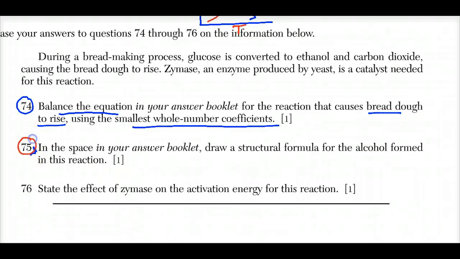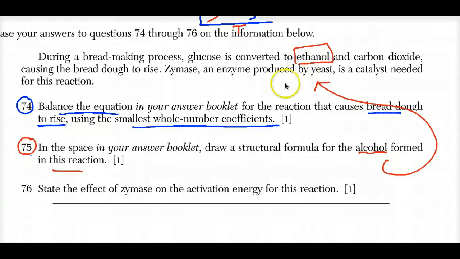Number 75, in the space in your answer booklet, draw a structural formula for the alcohol formed in this reaction. Let's go there. Hold on there, Mr. Grodsky. What alcohol was formed? I'm going to have to go into my reading. During the bread making process, glucose is converted to ethanol. So that's my alcohol. Now how do I know?